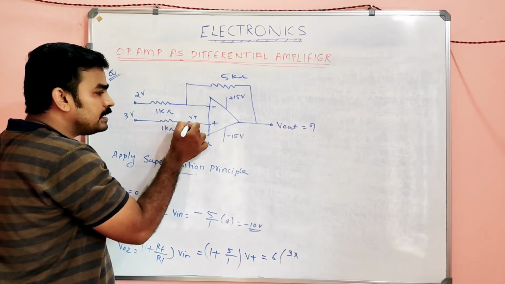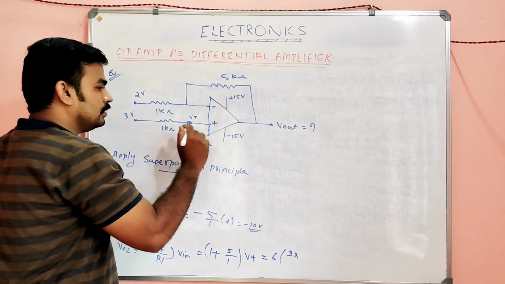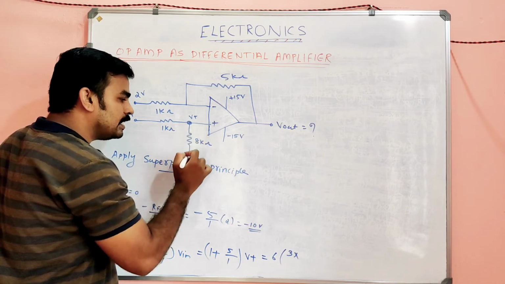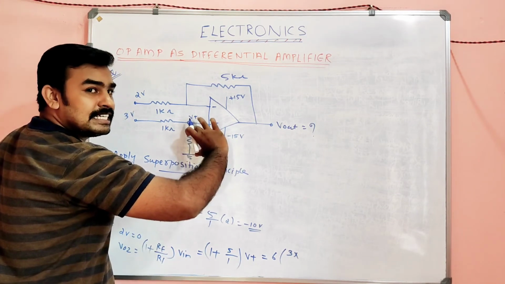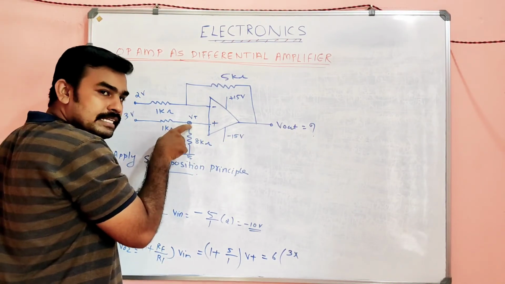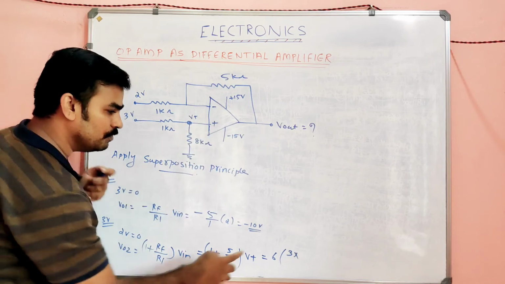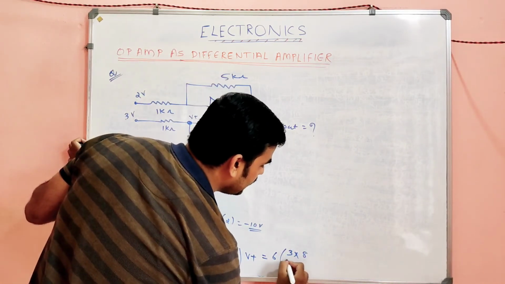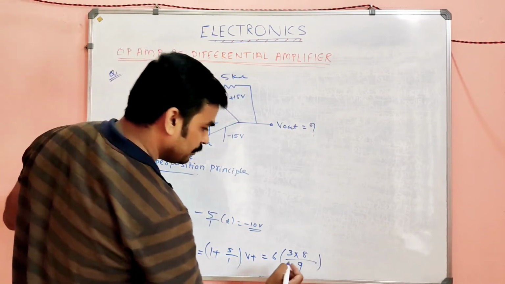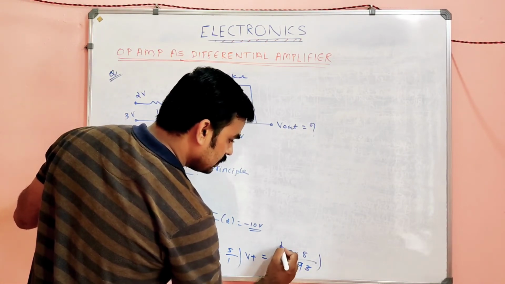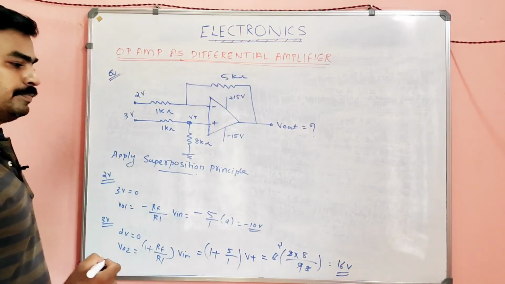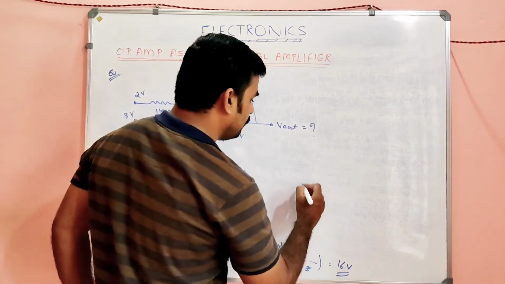V plus is the voltage across this portion, which is the voltage across this 8 kilo ohm. Voltage across this means voltage across this and ground. What resistor is connected between this and ground? An 8 kilo ohm is connected. So the voltage across this is the voltage across this 8 kilo ohm, which is 3 into 8 divided by 8 plus 1, which is 9. So if you do this, it is nothing but, my dear, 16 volt. Is it clear?